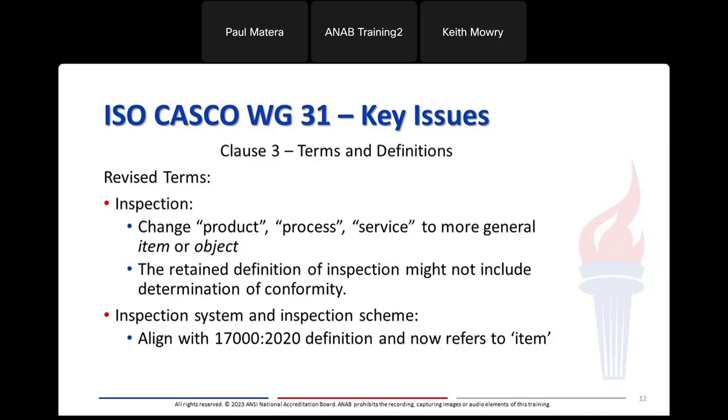All right, so we revised the terms on impartiality and appeal. Again, we align these with 17000.